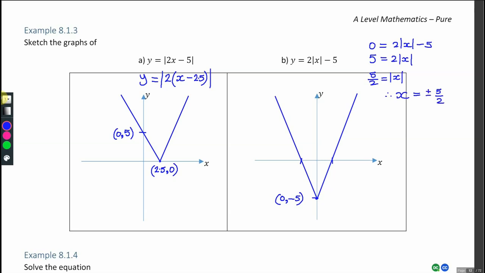If the modulus of something is 5 over 2, then the something could be 5 over 2, or it could be negative 5 over 2. Those are the 2 numbers that when you put them into the modulus function give you an answer of 5 over 2. So here x is 5 over 2, 0, and here x is minus 5 over 2, 0. Also, I don't know why I've been switching between decimals and fractions, but they're the same thing. So that's example 8.1.3.